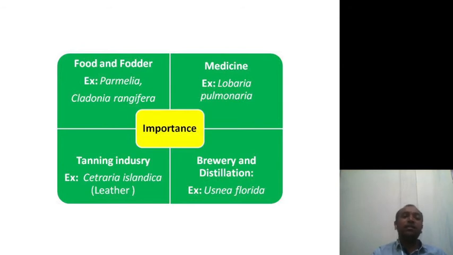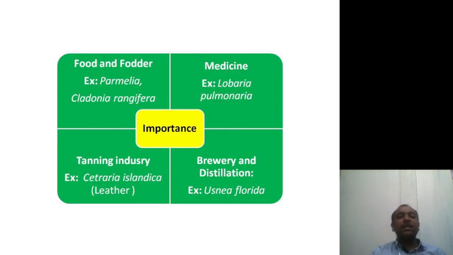So let us see a little bit of the importance of lichens. Lichens are used as food and fodder. Examples are Parmelia and Cladonia, where Cladonia rangifera is used as fodder for animal feed, and Parmelia is used as food. Then in case of medicine, Lobaria pulmonaria is an example. So the term pulmonaria is there, so this particular lichen has something associated with lung disorders. So basically it can be used for the treatment of lung disorders.